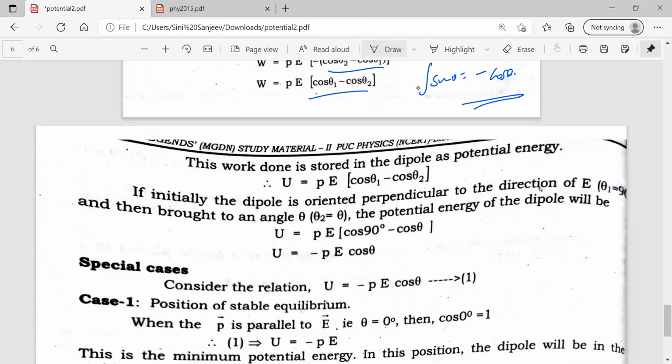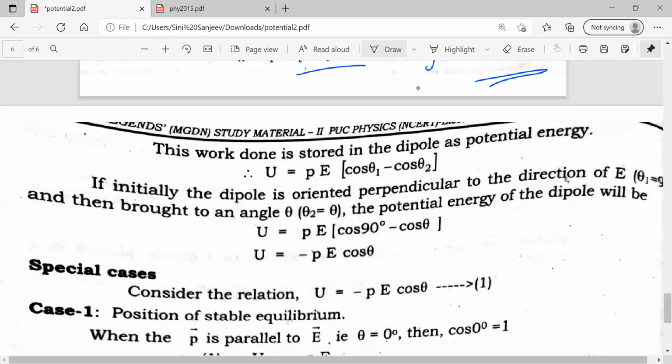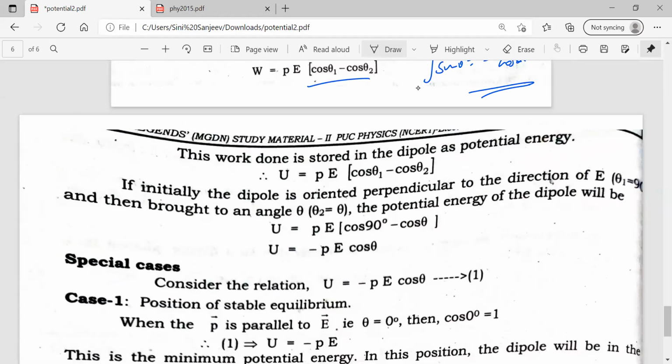For the maximum and minimum, how do you get it here? We need only one cos theta in this, for a simpler calculation. So I'll make one of the terms 0. How to make it 0? I will just make theta 1 as 90 degrees, because torque is again perpendicular distance. So I'll get cos 90, whose value is 0. So I'll get minus P E cos theta.